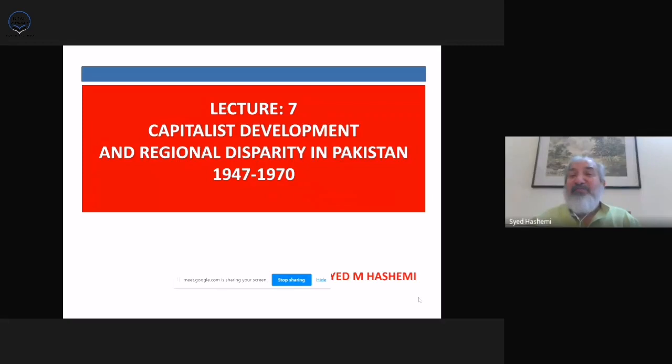So it was American advisors coming from Harvard who advised the Pakistan government in promoting a strong capitalist development path, which in turn actually led to increasing regional disparity and the economic exploitation of East Pakistan.